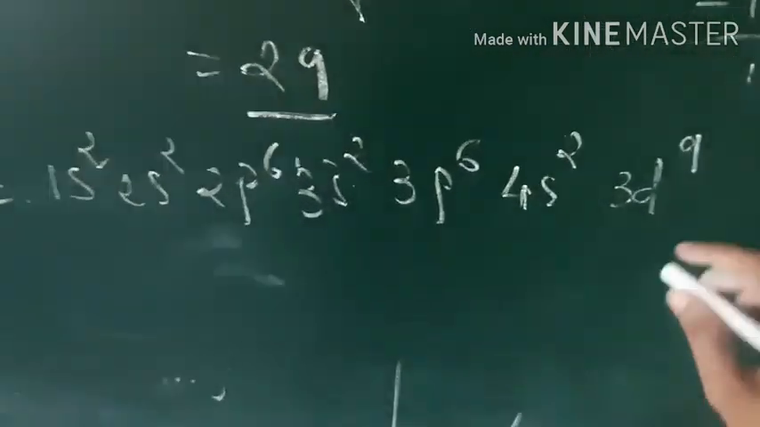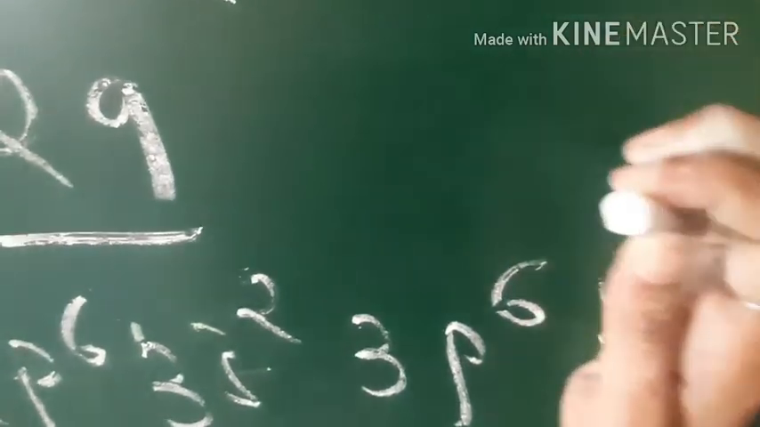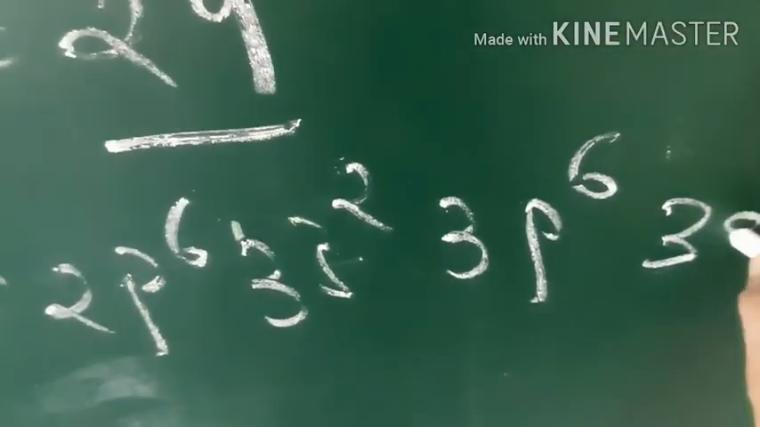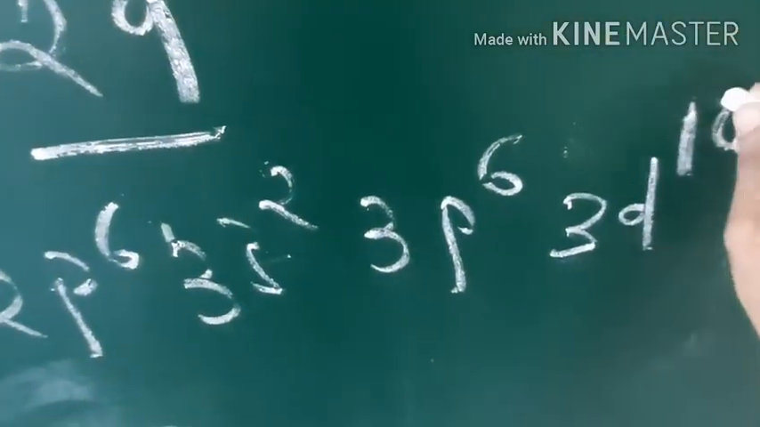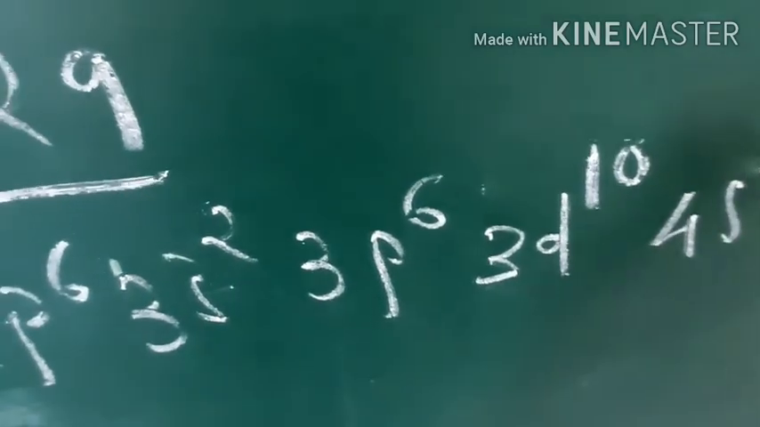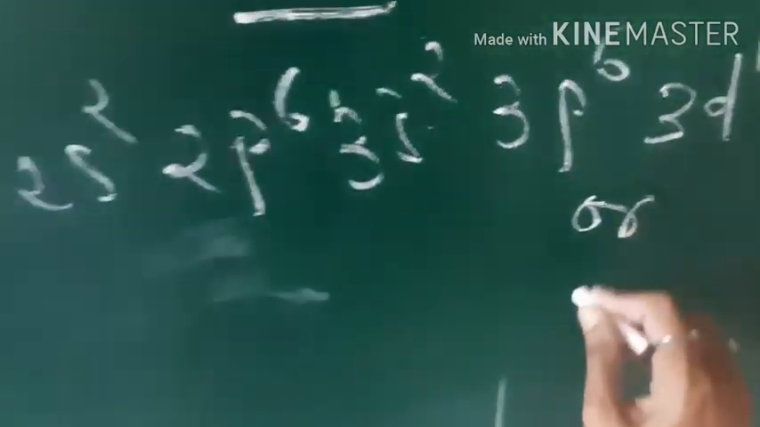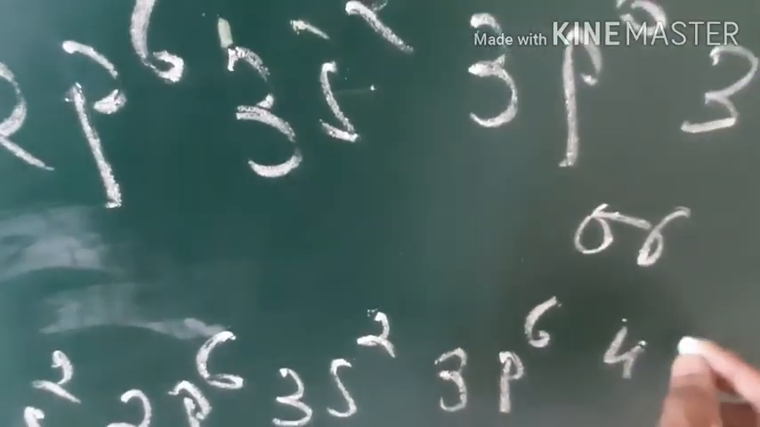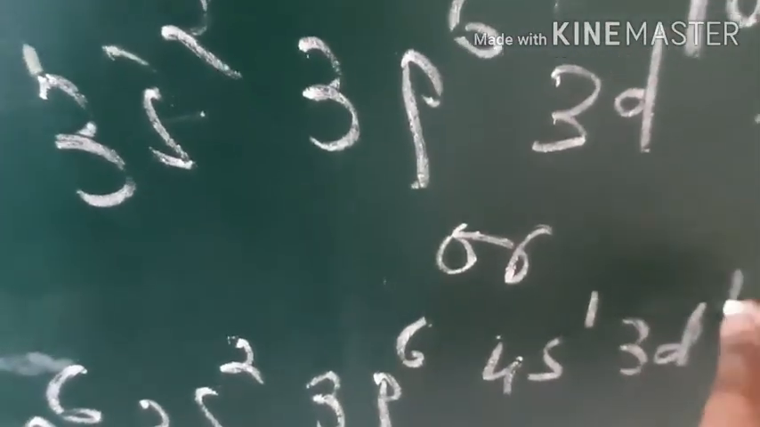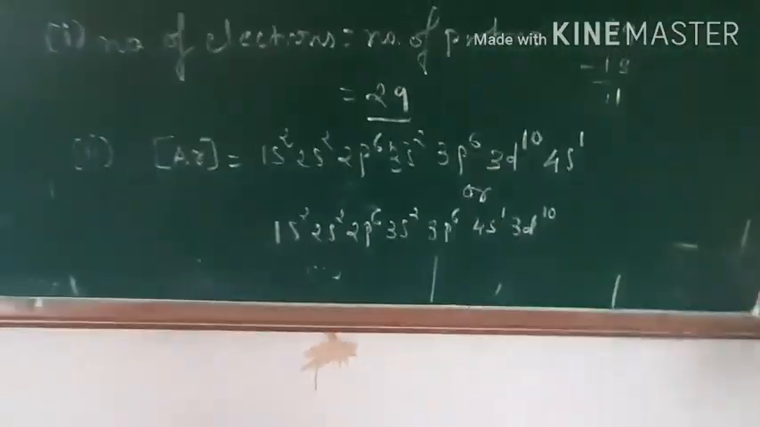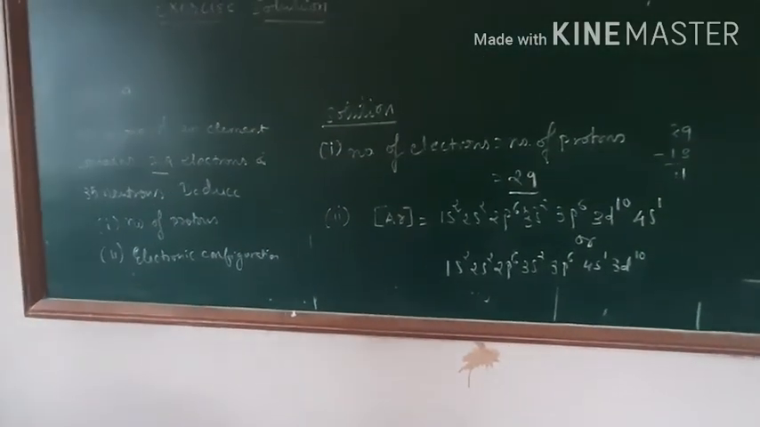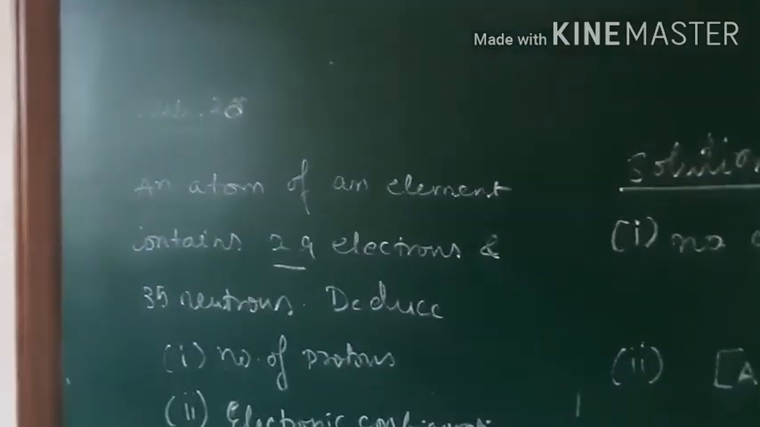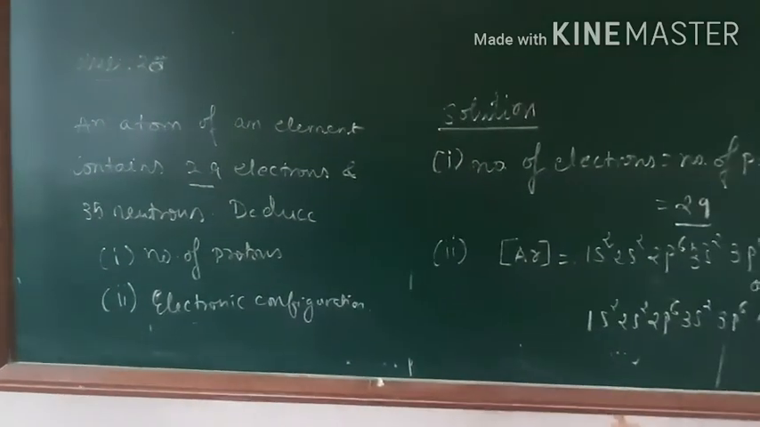So due to stability, the electrons are going to be filled in 3d first and then 4s1. So either you can write this or you can write 1s2, 2s2, 2p6, 3s2, 3p6, 4s1, 3d10. That is the electronic configuration for this. So children, this is question number 26, you can just see over here.